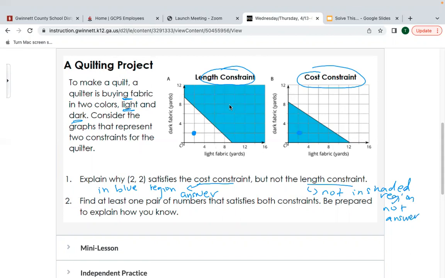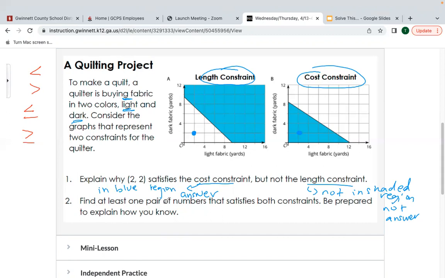Back in Algebra 1, you were taught about inequalities. These are inequalities: greater than, less than, greater than or equal to, less than or equal to. All of these are inequalities. When you graph it, you graph the line of the equation and then you shade the region depending on which way it's facing. That's what you learned back in Algebra 1.